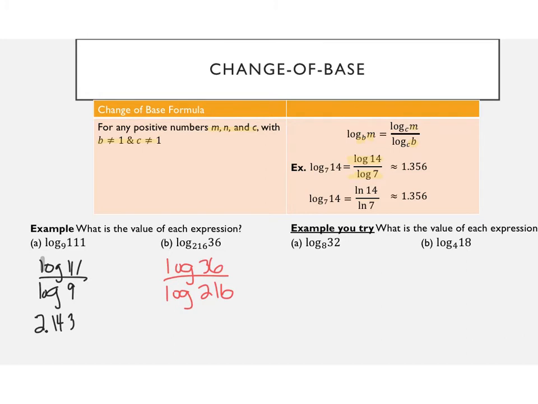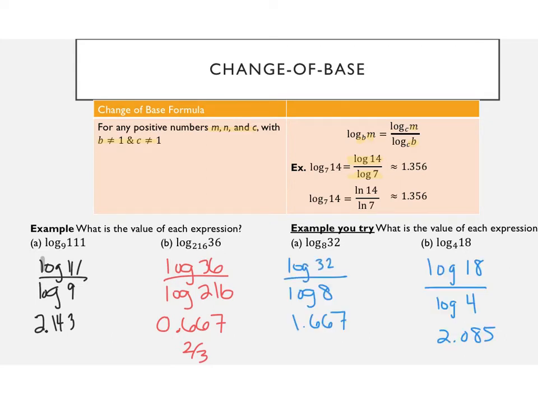And this ends up being 0.66 repeating, 0.6667, or you can also say 2/3. I want you to take a minute and try the example you try. And hopefully you found for A, log base 8 of 32 is around 1.667, and for letter B, log base 4 of 18 is around 2.085.